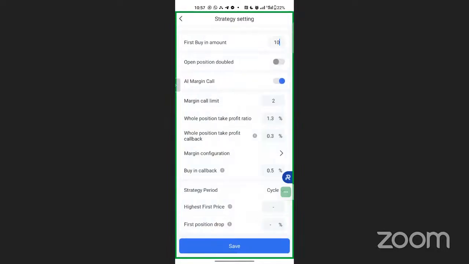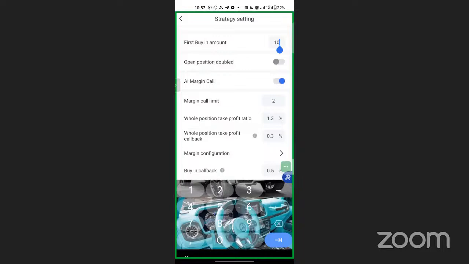What if, Julius, my capital is $40? Yes, my first buying amount will still be 10. You see?